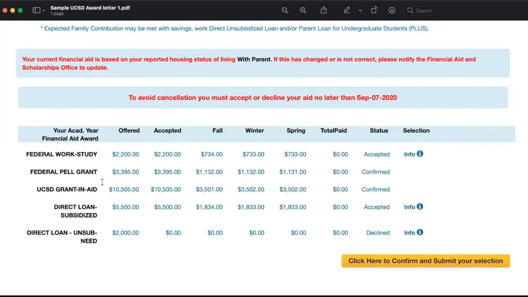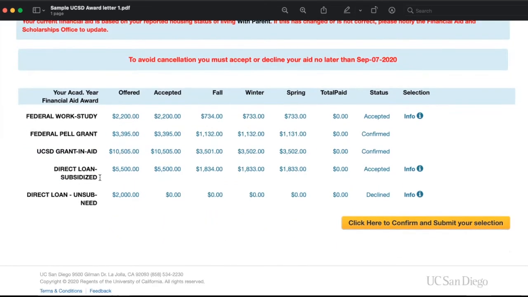Next, we see that this student received an institution grant. In this case, it's the UCSD Grant in Aid, and this student received a $10,500 grant for financial aid. We also see that the student is eligible for loans. In this case, there are two different loans offered to this student: a subsidized loan and an unsubsidized loan.